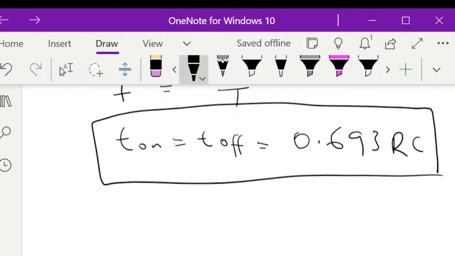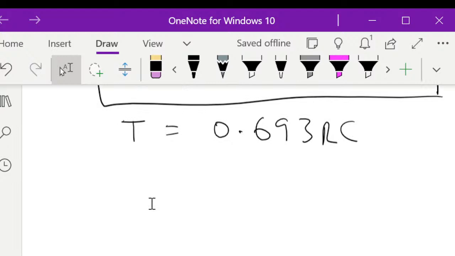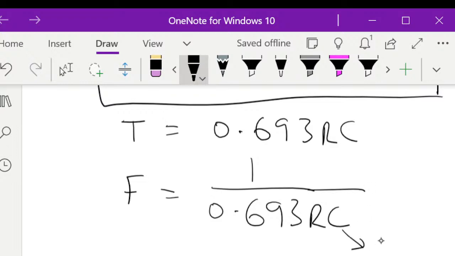So T on plus T off. Let's just say that your T on plus T off is that value, or your T is that value, 0.693 RC, and that means that your F is 1 over that value, 0.693 RC. In our case, the C is VC1 and the R is just your R1.